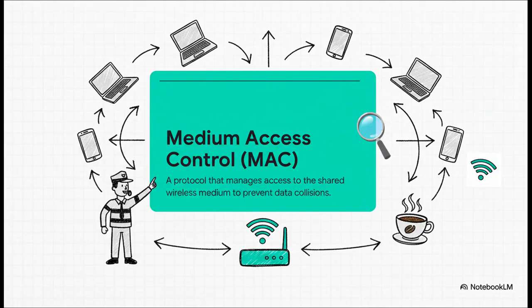So how do all the different devices on your Wi-Fi network avoid talking over each other? Well, that's the job of something called Medium Access Control, or MAC. You can think of it like a traffic cop. It's a set of rules that tells each device when it's clear to send its data. It's the reason the Wi-Fi in a busy coffee shop doesn't just crash into one big digital traffic jam.